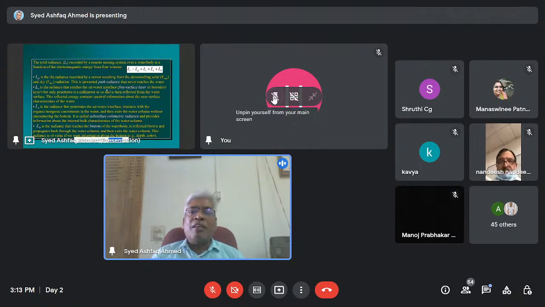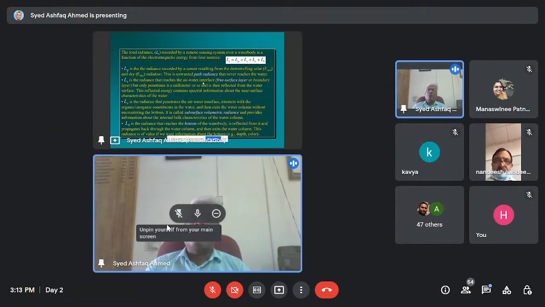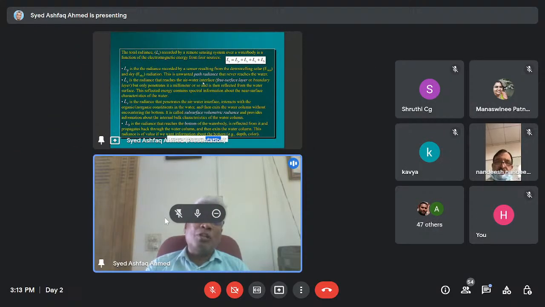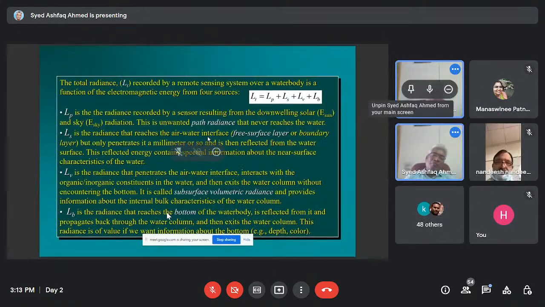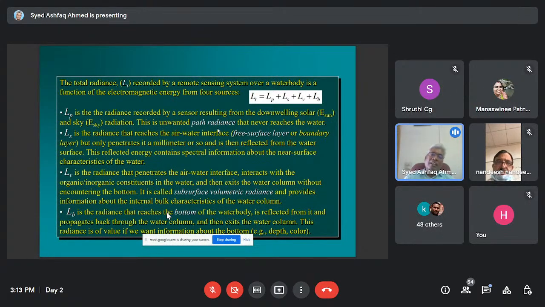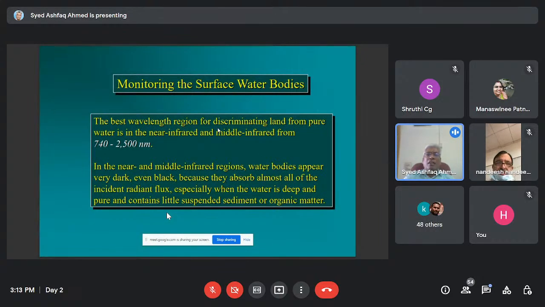In that, we can see the organic and inorganic constituent measurement, which I will come to in detail. And also finally the LB, which goes to the bottom of the water body. So with this introduction to the energy interaction, we can do a lot of work on these aspects. Let us concentrate on what wavelengths we are going to target.